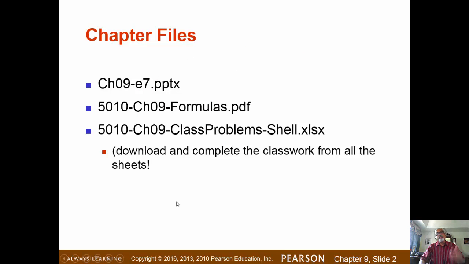It follows the same pattern as the previous chapters. We have the PowerPoint slides. You need to use that to follow along with my lectures, and we have a formulas file in a PDF file. Print that, and you'll be using those formulas very frequently. So you keep that on your side, and then we have the Excel shell file that you need to download and work all the problems from the shell file using the videos as guidance.